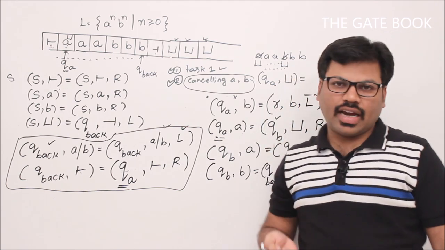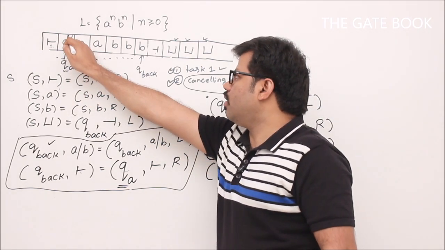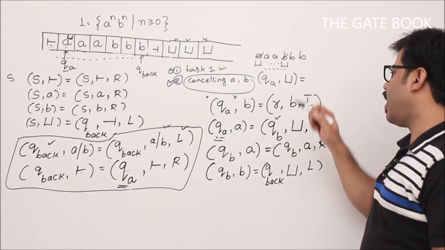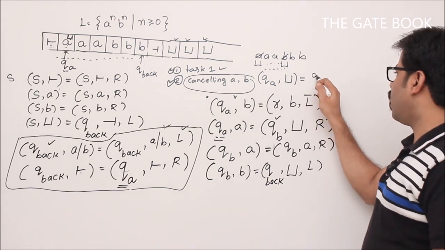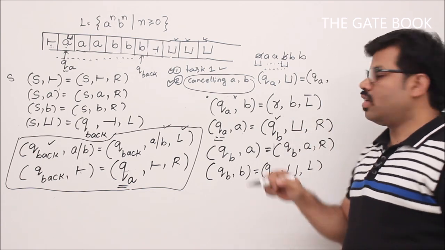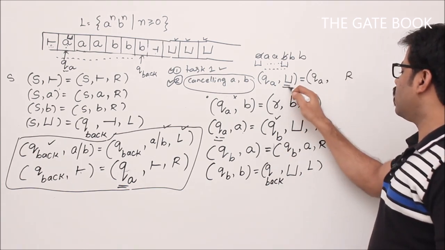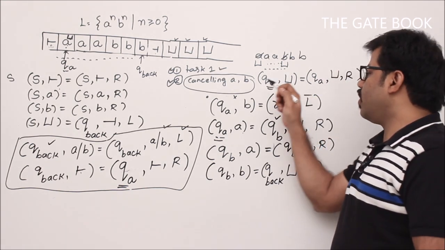In that way, slowly we add the instructions, don't worry. When you are in QA and you see this blank symbol, what to do? Simple, I don't want the blank symbol, I want to search for A's. That's why I simply go on, right? So I will be in the same state, I should remember it. I should go to the right side, okay? Then what about the symbol? I should keep it as it is. So that is the behavior of QA.